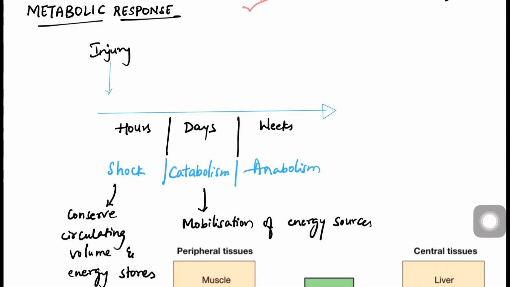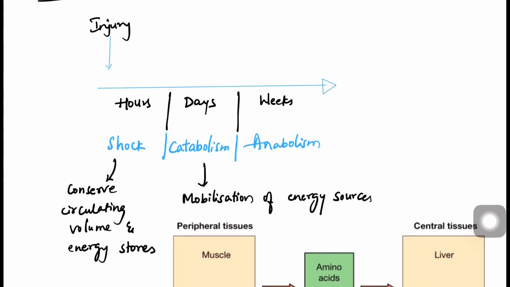This is a diagrammatic representation of how the body reacts to injury. Within hours it causes shock, which conserves the circulating volume as well as energy sources. Within days it causes catabolism, that is, mobilization of the energy sources. Later, by the end of weeks, it converts into anabolism, leading to tissue repair.